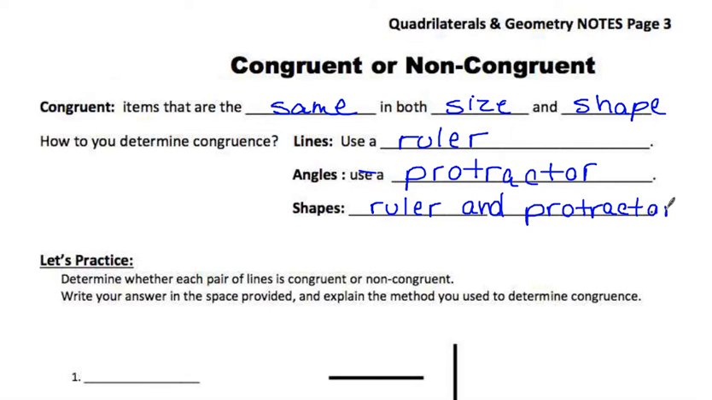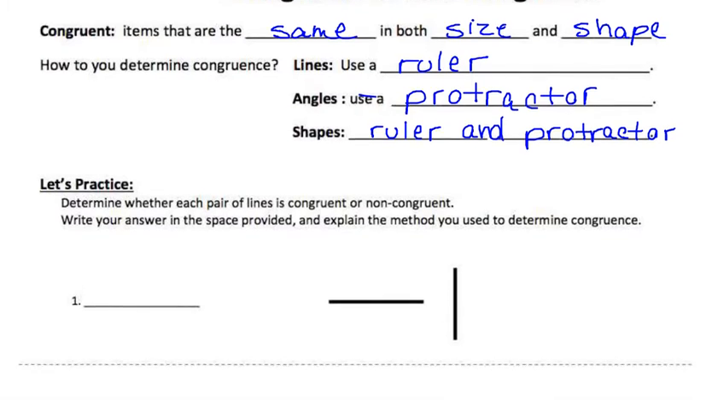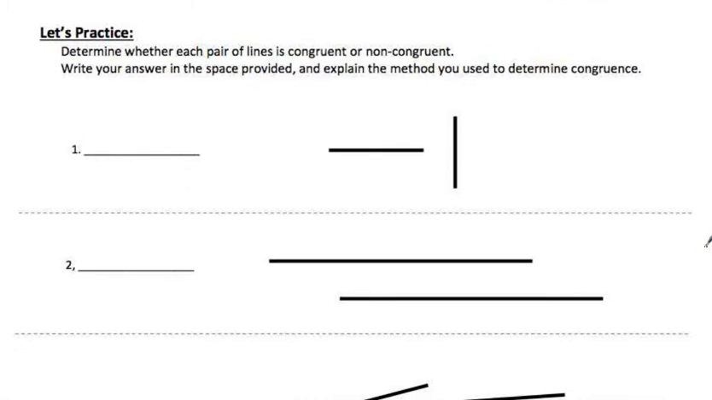Now, for the sake of what we're going to be doing, you do not need to use a ruler. We're not going to be super precise with this. We can just use our eyes for the sake of our unit that we're going to teach in Math 6. So let's do some practice. Determine whether each pair of lines is congruent or non-congruent. Write your answer in the space provided and explain the method you would use to determine congruence.